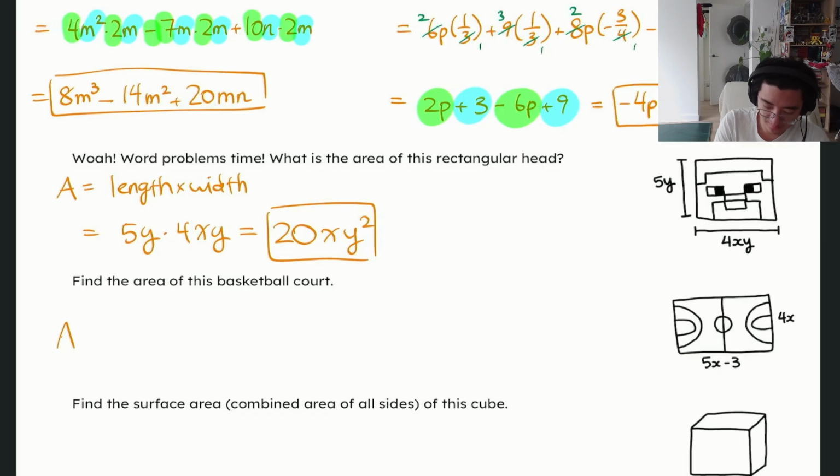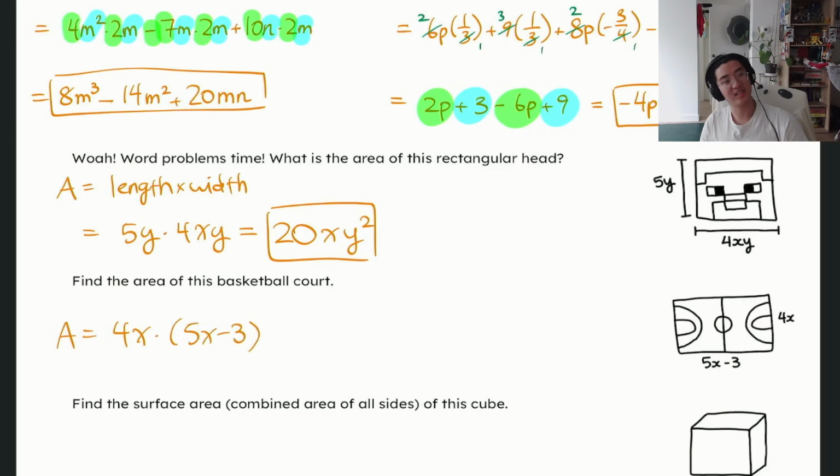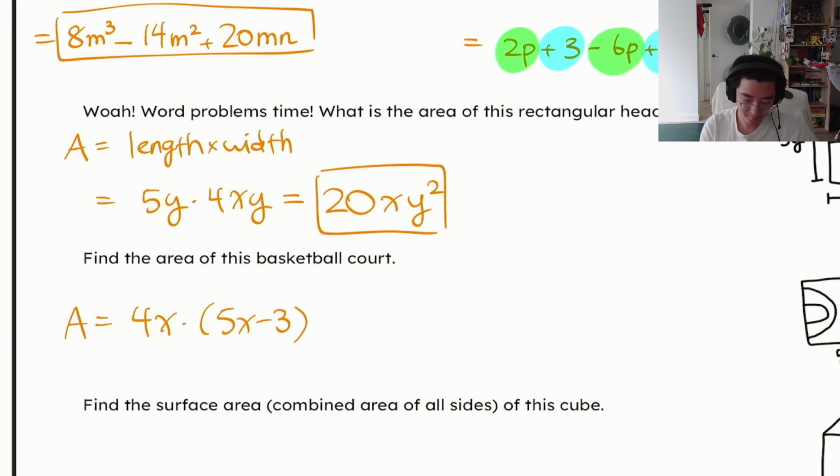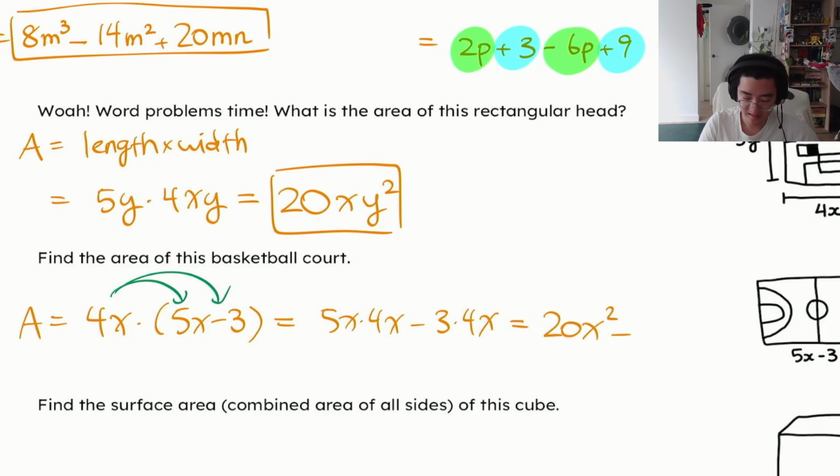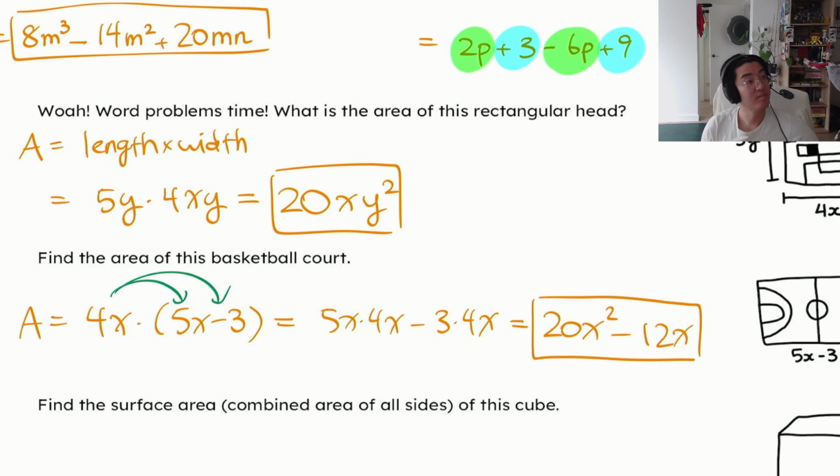Area of this rectangle, same idea. Multiply all the sides together. Remember to put in brackets. Remember, this right here is a clump, so it remains a clump in bracket form. Little flying arrows. 5x times 4x minus 3 times 4x. 5 times 4 in the first one is 20x squared. Second one, negative 3 times 4 is minus 12, or negative 12x. Ta-da!